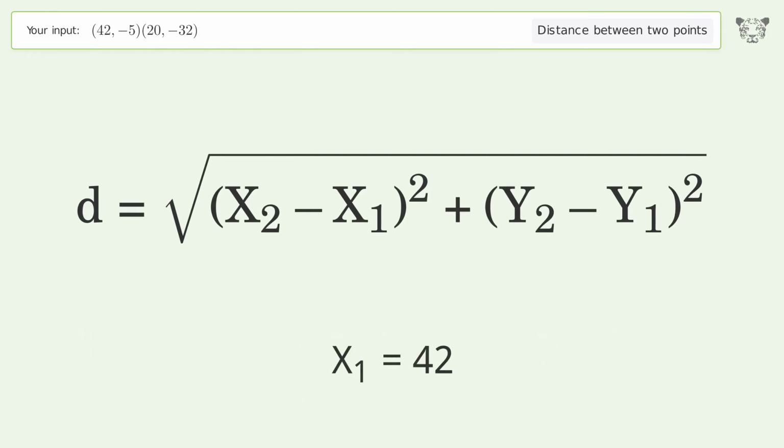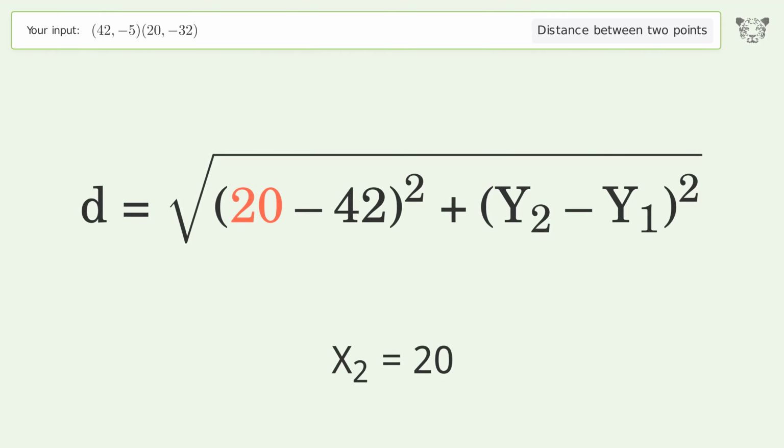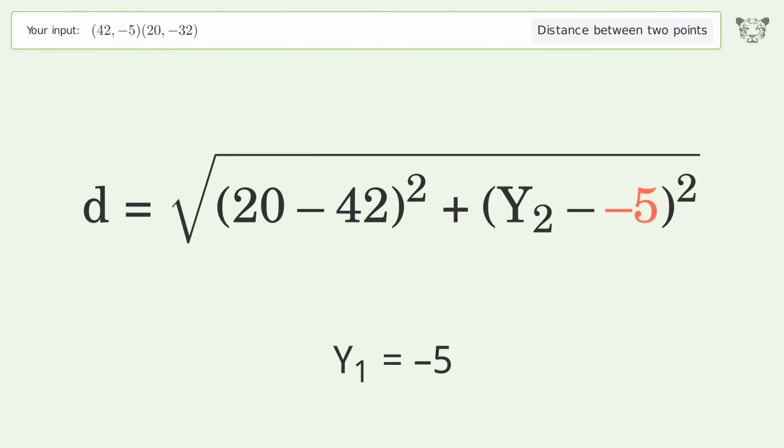x1 equals 42. x2 equals 20. y1 equals -5. y2 equals -32.